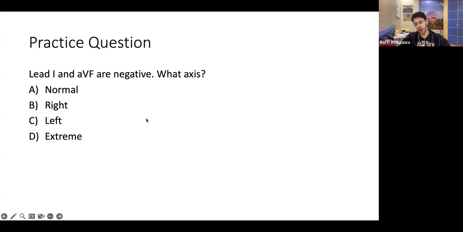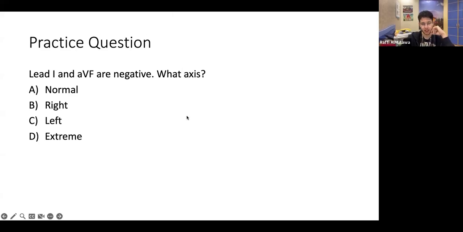Okay, so let's start. I always like to start off with a question. Lead 1 and AVF are negative. What is the axis? So remember, we said we're going to stick with the chats. So what do you guys think the axis is? And yeah, let's see what you guys say.